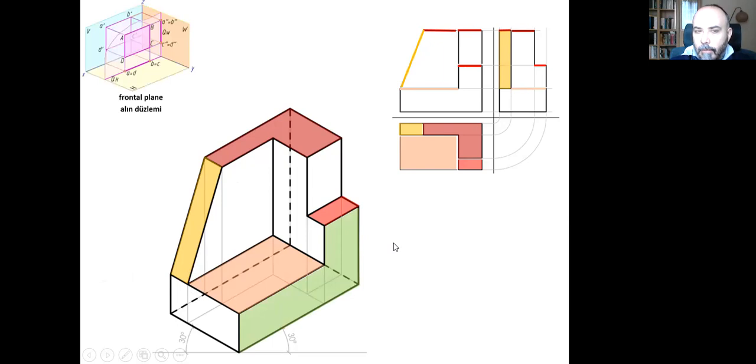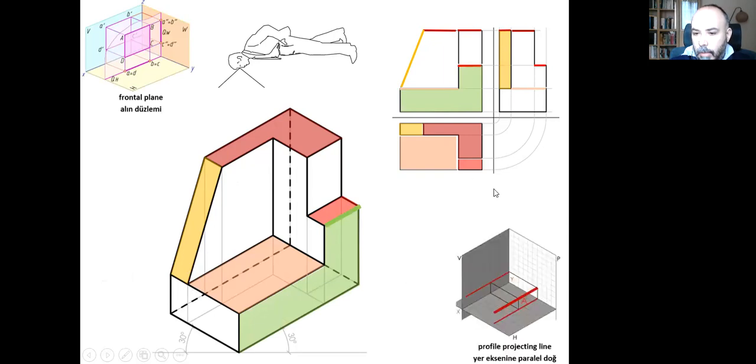Here, this is a frontal plane, as you can understand. When I'm standing at this position, I will be looking at this surface here. However, in the top view, I cannot see this surface as a surface. I will recognize its top edge here as a profile projecting line, and it appears here. And another edge of this L-shaped surface is at a lower level. Since there is this level difference between these two lines, I should leave that gap.